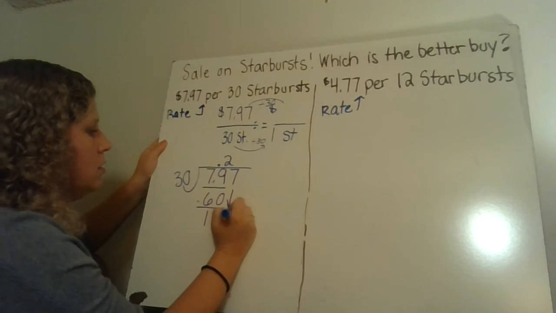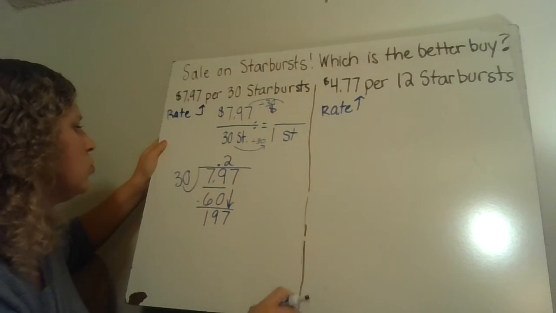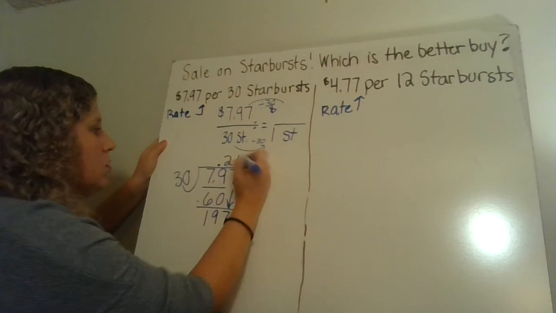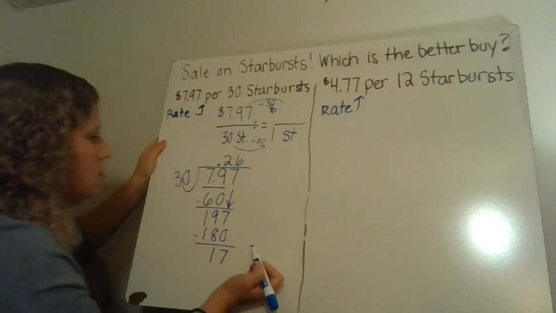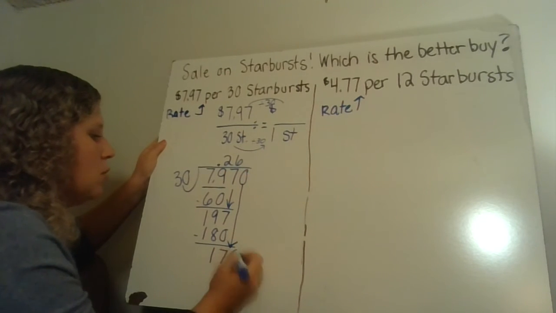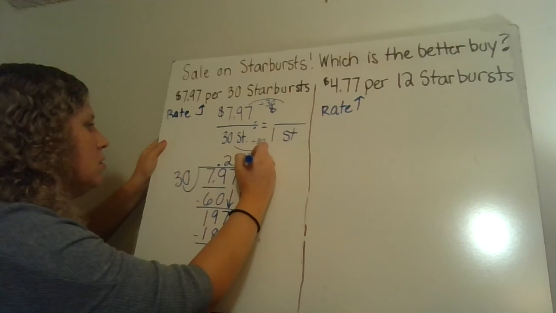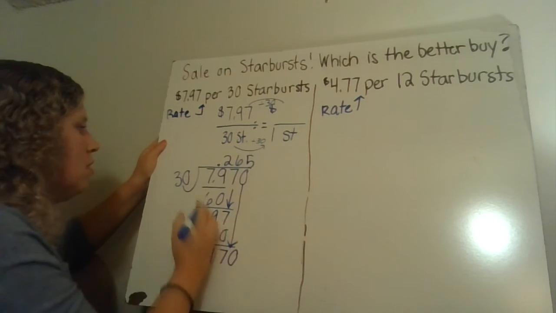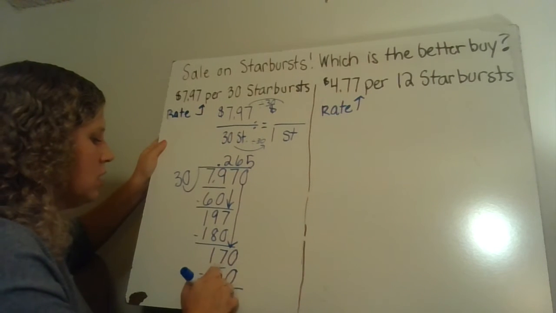Bring down your 7. Now 30 goes into 197 6 times. 6 times 30 is 180. I subtract, I get 17. One more time here, because I am talking about money, I do want to figure out what I need to round to. 30 goes into 170 5 times. 5 times 30 is 150. I subtract and I get 20.